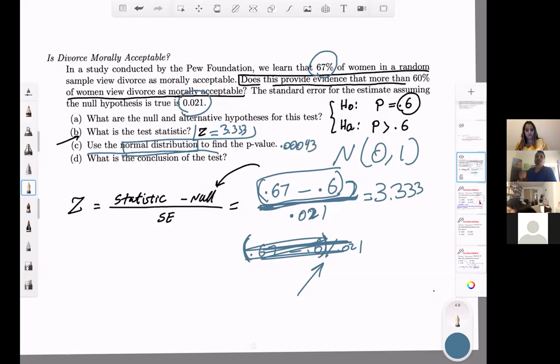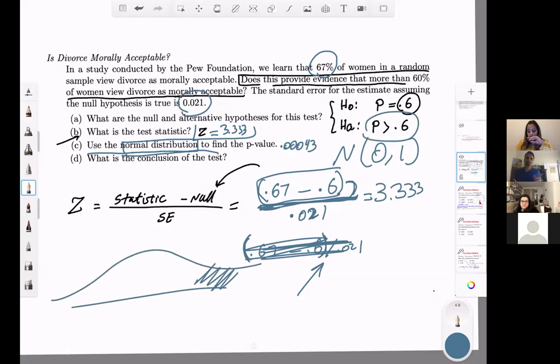So you need to make sure left or right. I picked the right tail. This is greater than, so we look at this side. Yes, it's on the right side because it's a positive number. If it was negative, then I would have to click left.